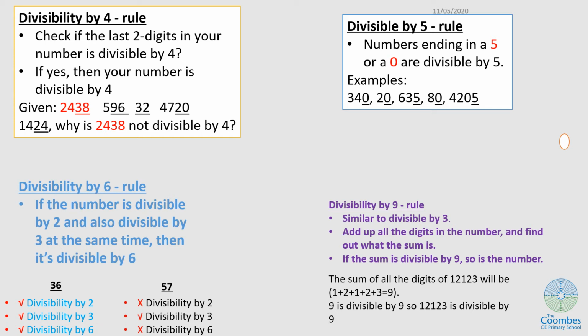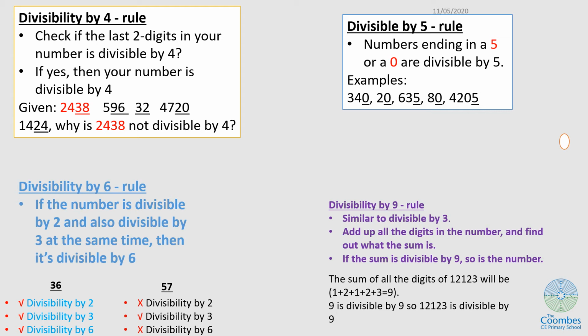Now let's look at the number 57. Is 57 divisible by 2? The answer is no. Can I divide 57 by 3? Yes. Now, because I can divide 57 by only 3 but not by 2, it is not divisible by 6.